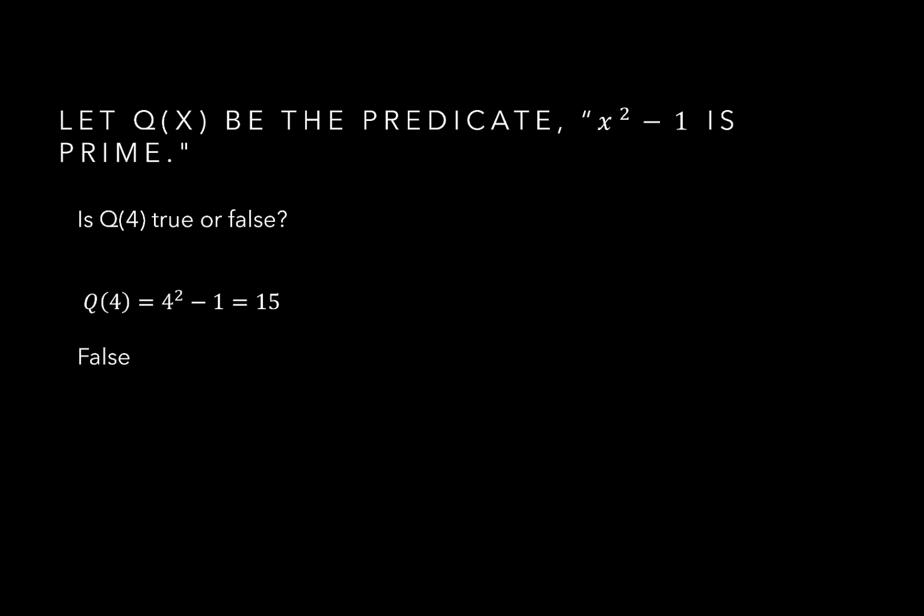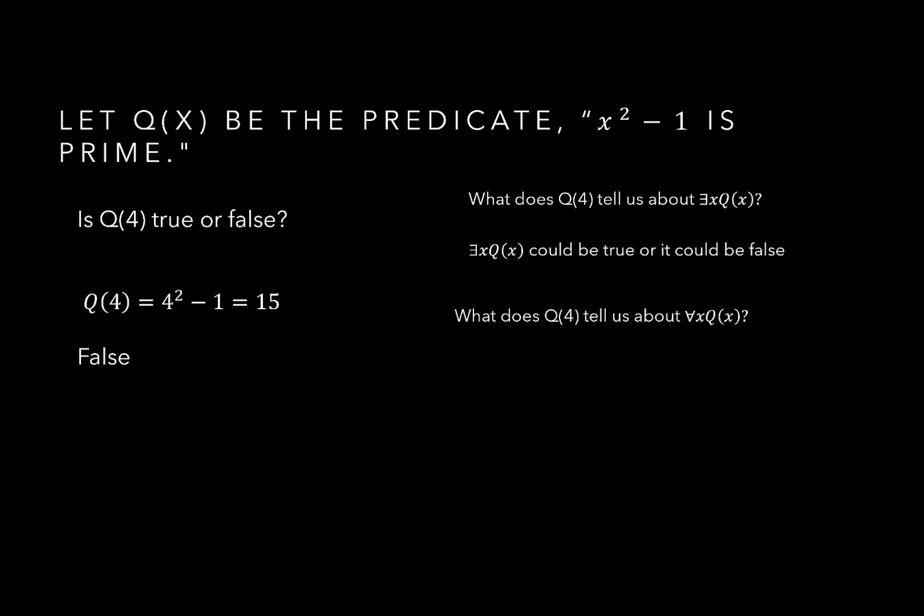That's false. This time when we look at Q of 4 and what it tells us about there exists x, Q of x, we have to say it could be true or it could be false. We can't tell based on one singular value. But we do know something about the statement for every x, Q of x. This has to be false. Since we found one value that's false, we know every value cannot be true.